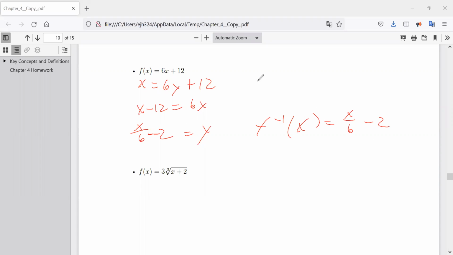And this one's pretty easy to plug in and check. If you do f of f inverse of x, you get 6 times (x over 6 minus 2) plus 12, which is equal to x minus 12 plus 12, which is x. Cool.